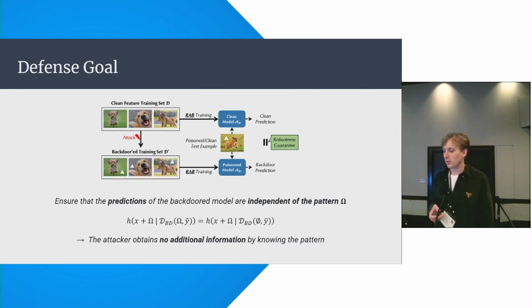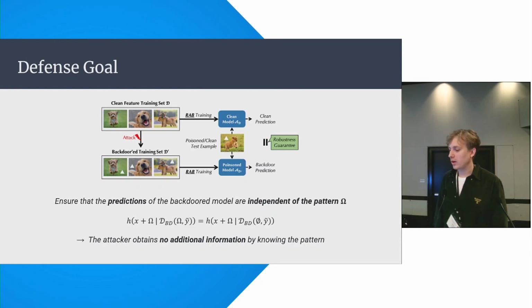So now the defense goal. The goal is to ensure that the predictions of the backdoored model are independent of the pattern. Because then if we can say that those predictions are independent of the pattern, then it is known that the attacker does not have any additional information by simply knowing the pattern. So they cannot guide the model prediction.